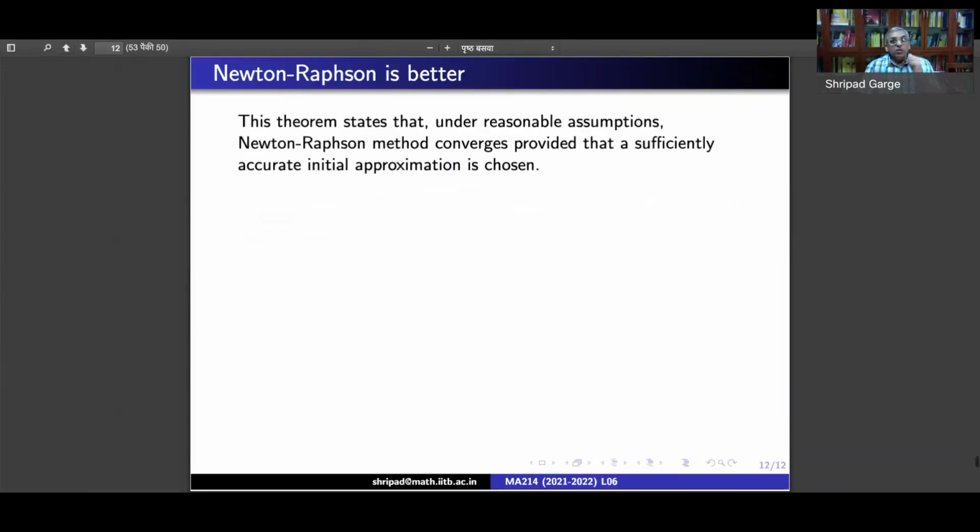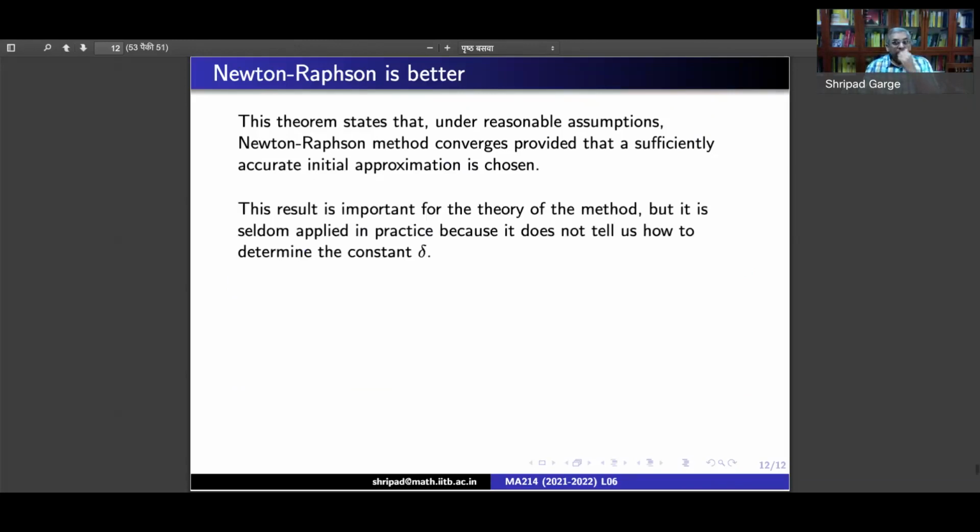This is a very important, although theoretical, result. The theorem says that under reasonable assumptions, and the reasonable assumption is that the derivative doesn't vanish, the Newton-Raphson method converges, provided that a sufficiently accurate initial approximation is chosen. So you have to choose that p naught within that delta range of p. That is important.